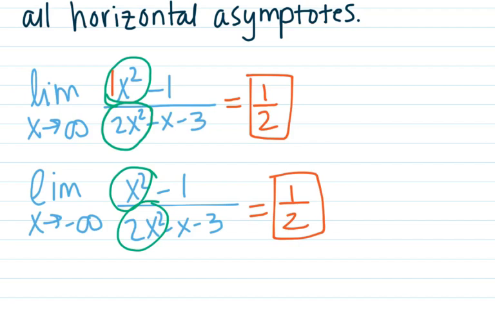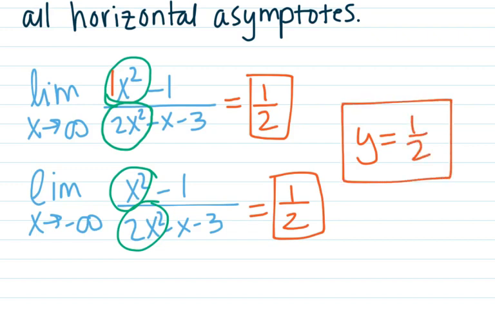Now, you notice we got the same thing here. Not a big deal. That happens a lot. But you always have to check. Always. So our horizontal asymptote, our final answer, is just one of them. And it's y equals 1/2.